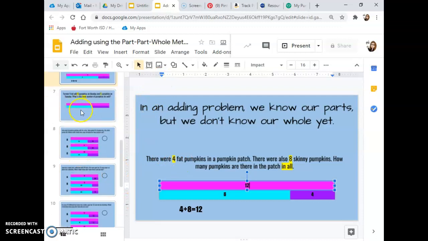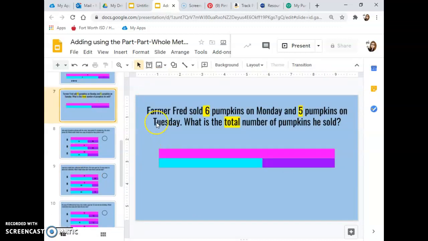Let's look at the next problem. Farmer Fred sold 6 pumpkins on Monday and 5 pumpkins on Tuesday. What is the total number of pumpkins he sold? So again, when we start to get into word problems, it's very important that we start looking at clue words. So there are certain clues that tell me whether or not I'm going to add or subtract. So here I've highlighted the word total. When you see the word total, it also means add. So we know in all means add, and we know total means add.